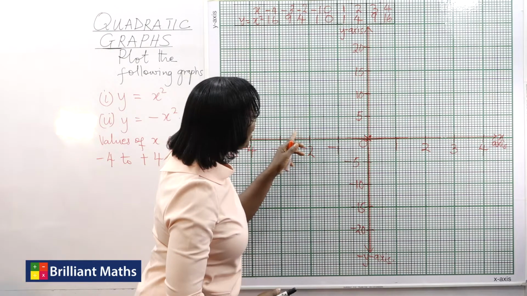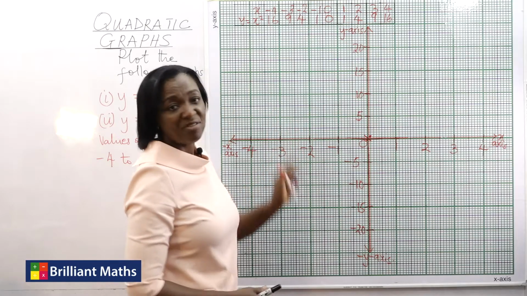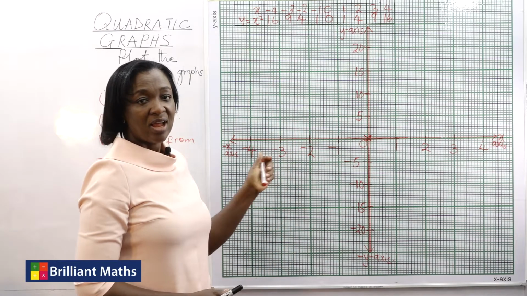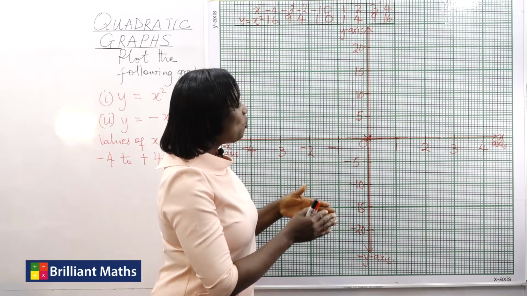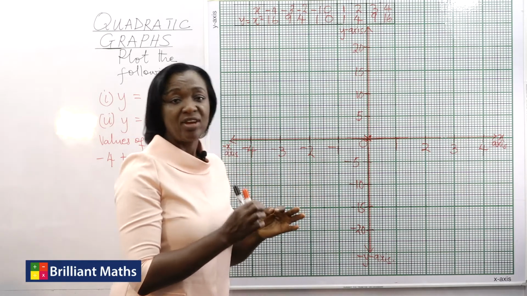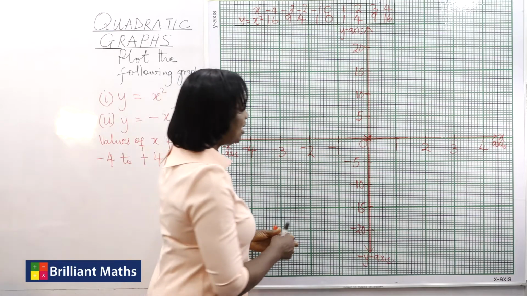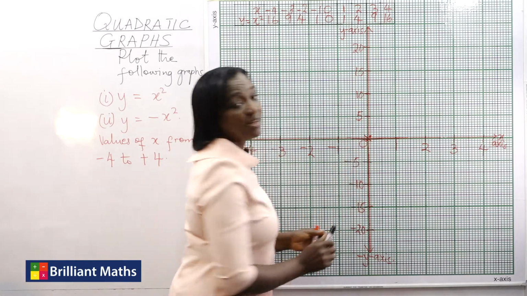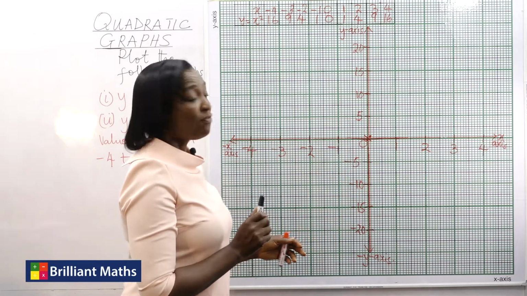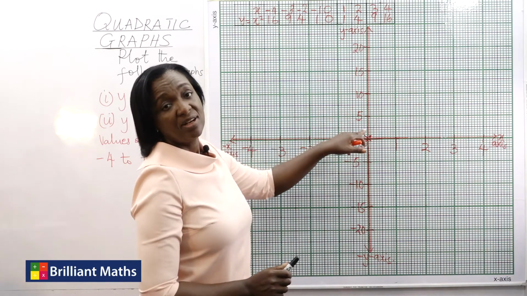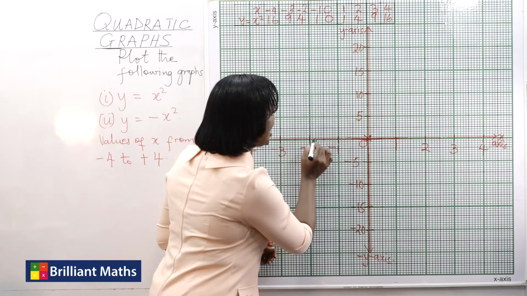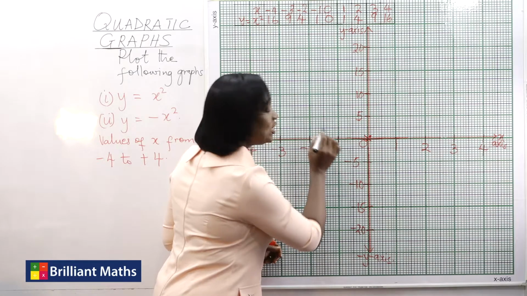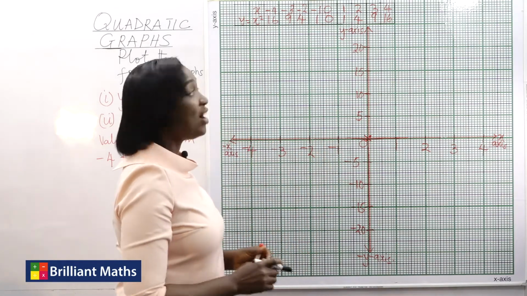How many small lines do you have between 0 and 5? Count it on your graph sheet so that you can determine what the value of each small line or interval is. I have 10. So 5 divided by 10 will give us half, or 0.5. That means that each interval is equal to 0.5.